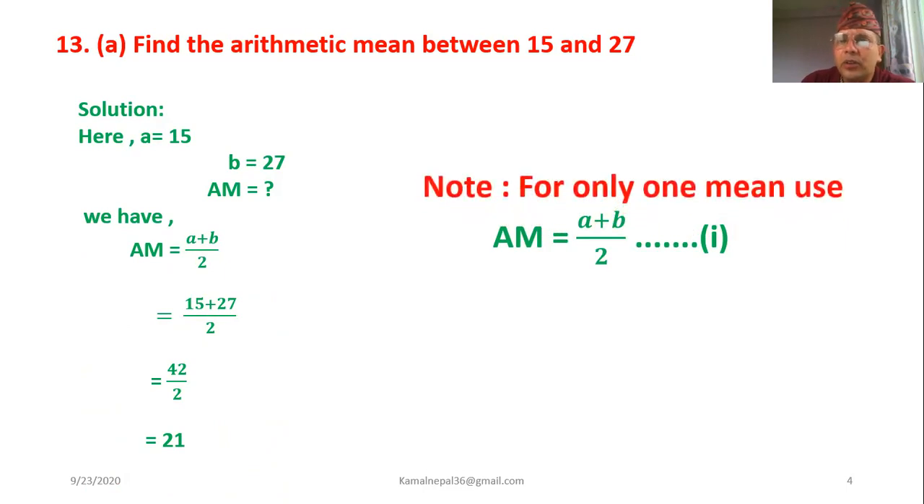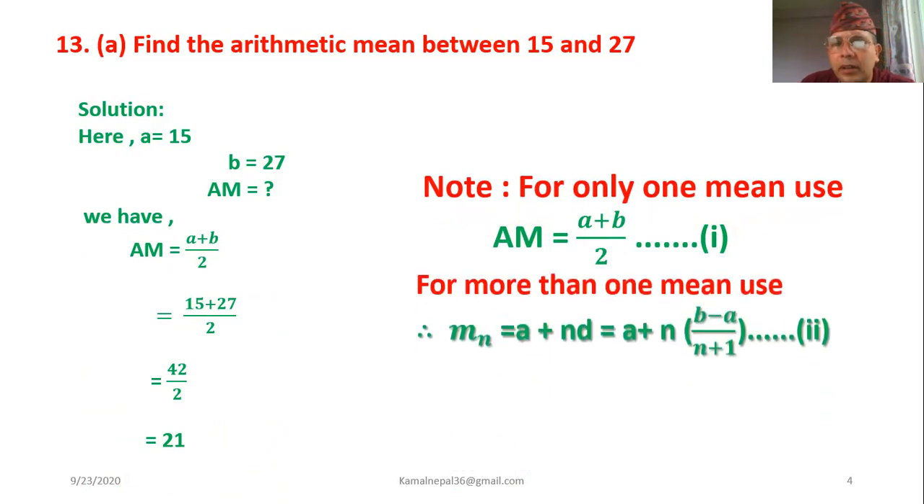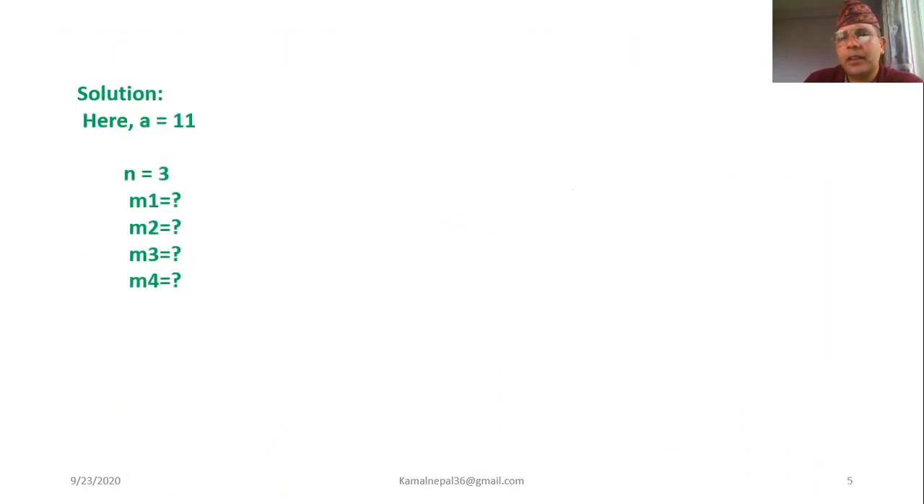Now here, a note: for only one mean, use AM is equal to A plus B divided by 2. And for more means, you can use Mn is equal to A plus nD, A plus n times (B minus A) by (n plus 1), where d is equal to (B minus A) divided by (n plus 1). You have these two formulas to find the means.